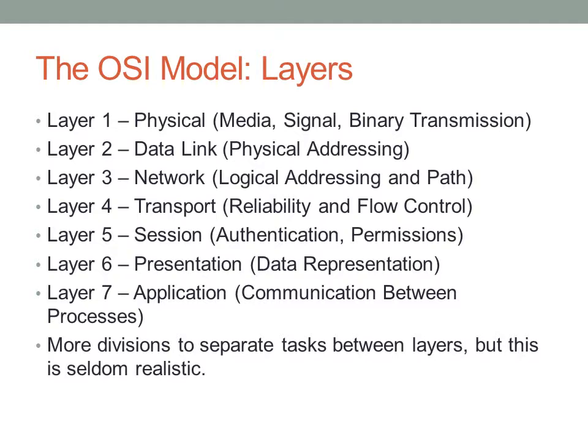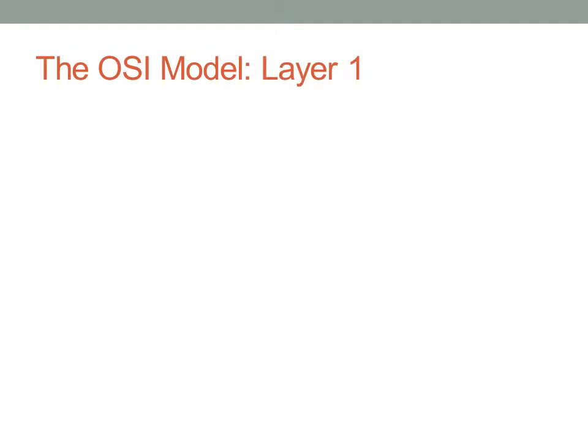Again, the OSI model has more divisions. It separates the tasks between layers a little bit better and more clearly outlines the different functions that we see in networking. This is seldom very realistic, and I'll give you some examples of this after we discuss each of these layers. Layer 1.